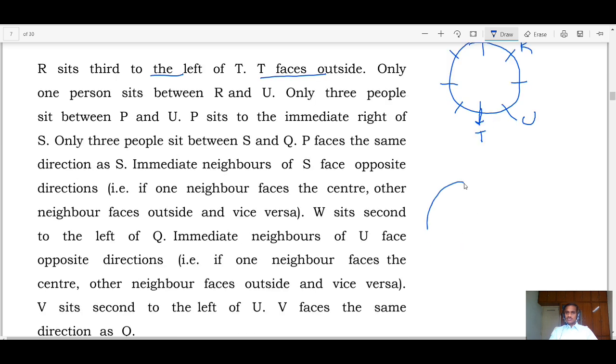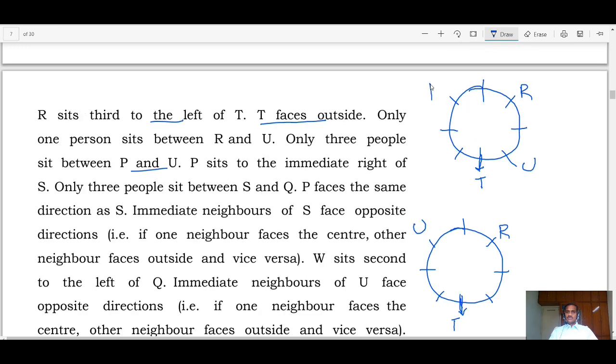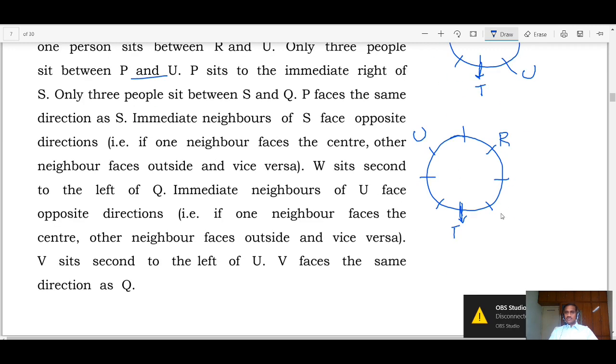Now let us write down the second possibility as well. 8 persons, 1, 2, 3, 4, 5, 6, 7, 8 are the 8 persons we have. Now this T is away from the center, and R is at this place. R sits to the left of T. Only one person between R and U, hence U will be here. And 3 people between P and U, hence these 2 persons must be opposite to each other.